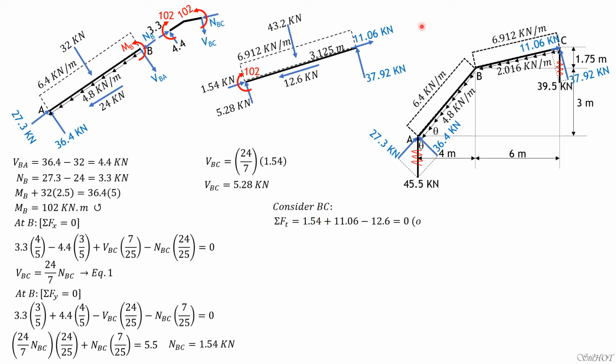Summation of forces tangential is 1.54 plus 11.06 minus 12.6, so it's 0. So that means this is in equilibrium. Summation of forces normal equals 5.28 minus 43.2 plus 37.92, so that's also 0. So that means this body BC is in equilibrium. And summation of moment about C is 102 clockwise positive plus 5.28 times 6.25. Remember, this is 6.25. Then minus 43.2 times 3.125. It is also 0. So that's okay. We expect moment at C to be 0.